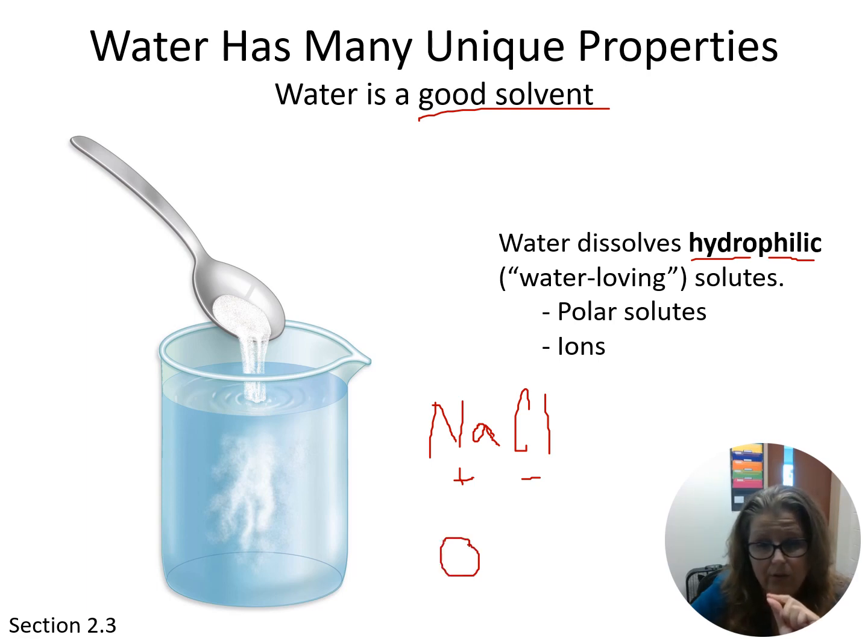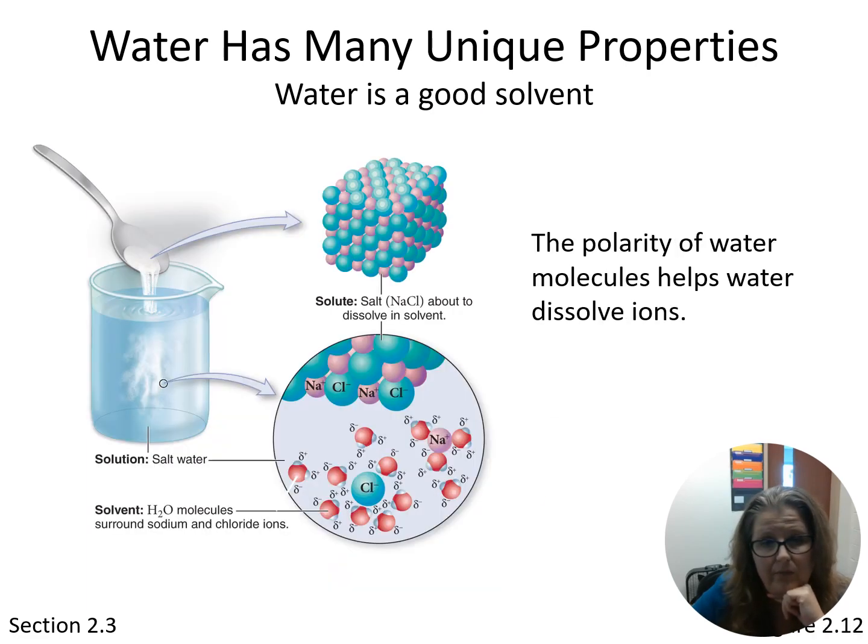You can have a water molecule, this is the positive and this is the negative. This side is going to attract this to pull it apart, and then this would attract that one and pull it apart. So if it dissolves in water, it's polar or a result of an ionic bond. There's some charges on the molecules. So again, the polarity of water helps molecules dissolve ions. Here's a better example of it where you can see the sodium here and the chloride here and the attraction between them.